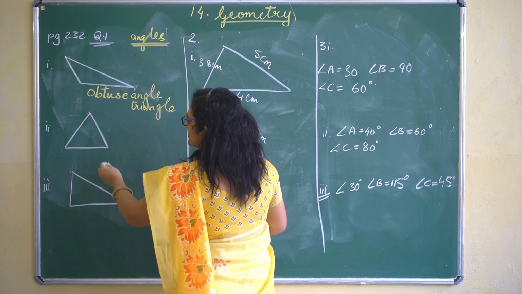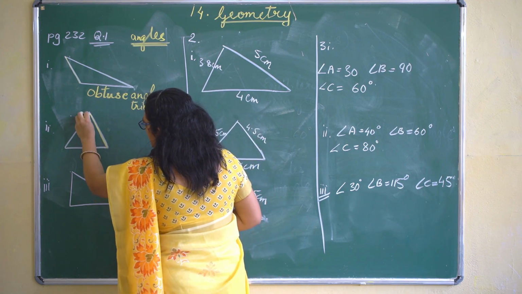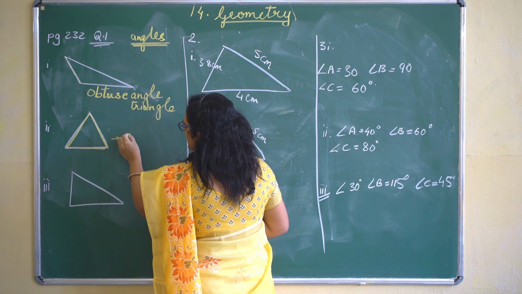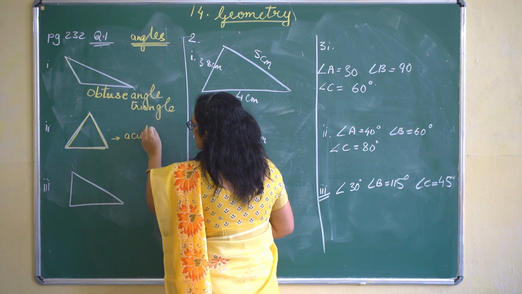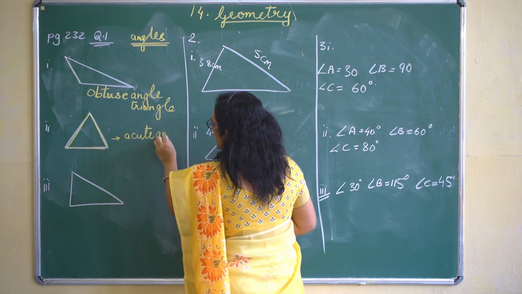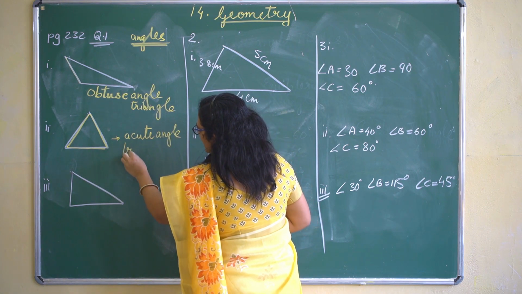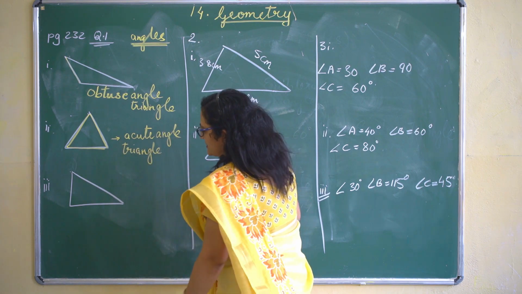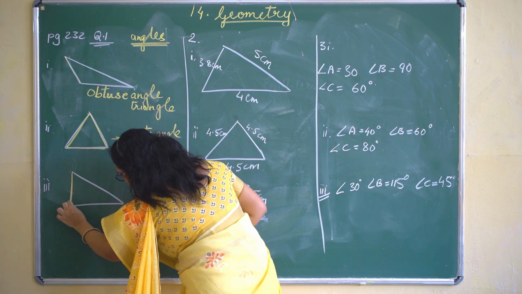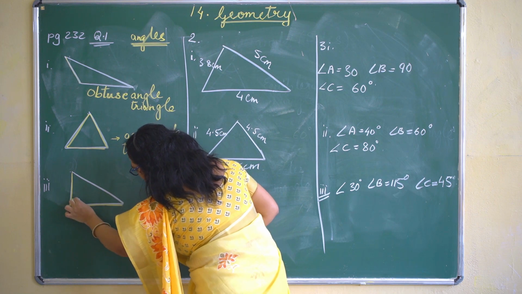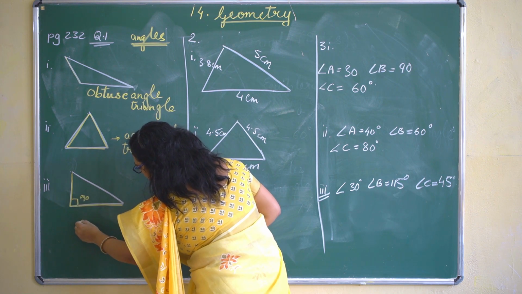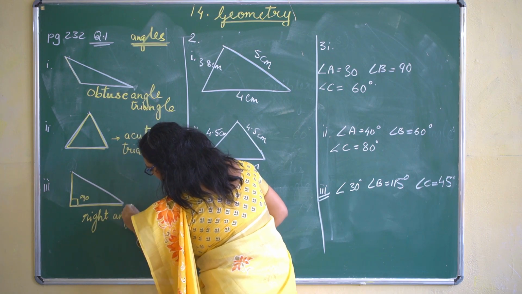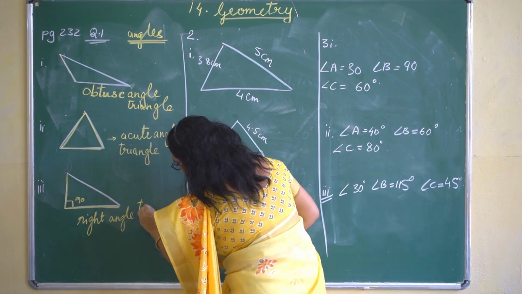Second, in this all the angles are less than 90 degrees. Less than 90 degrees means acute angle, so it is called an acute angle triangle. Third one, and this angle is measuring how much? 90 degrees. 90 degrees means right angle, so this triangle is called a right angle triangle.